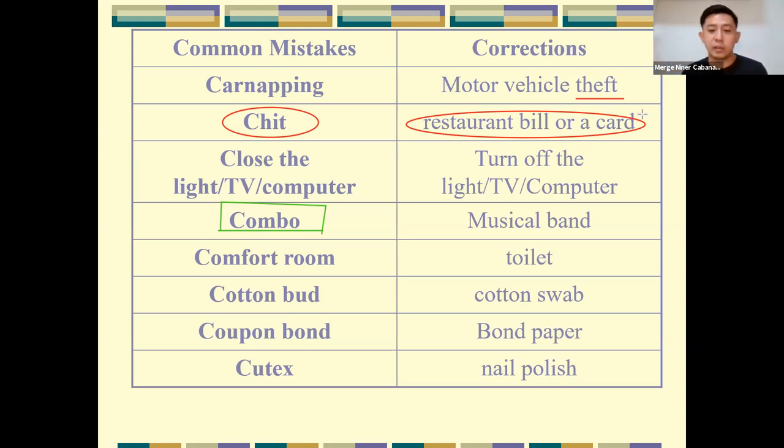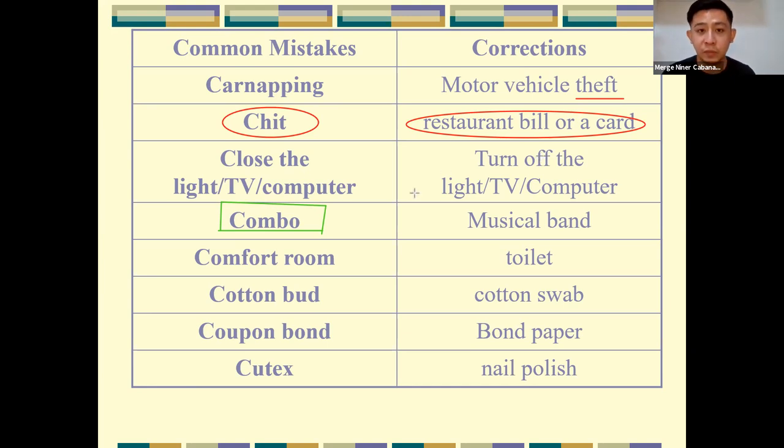So let's talk about combo. So again, we do not refer to them as combo anymore. The proper term is musical band, okay? So if the musical band consists of instruments, wind instruments, we refer to them as brass band. But if the band, you know, they're walking with all their instruments, we call them marching band. If those marching band members are resting inside a hall, a concert hall, we refer to them as an orchestra. Okay, so that's the proper term, musical band.